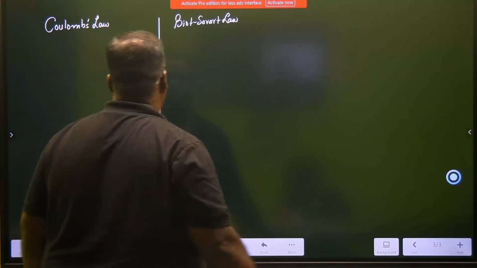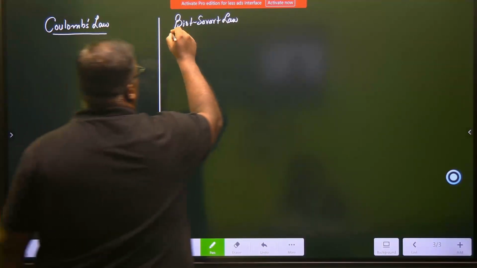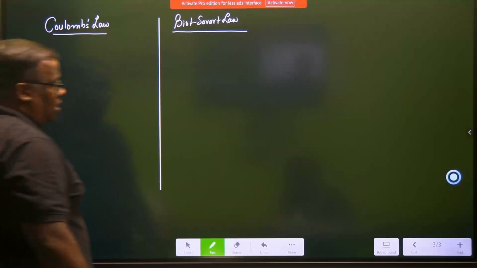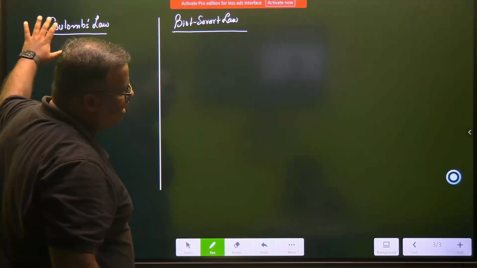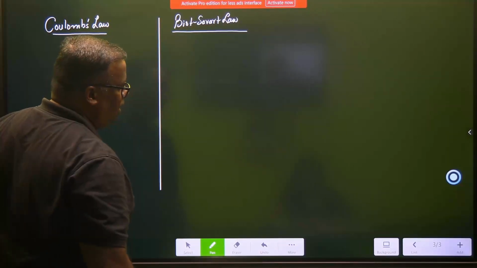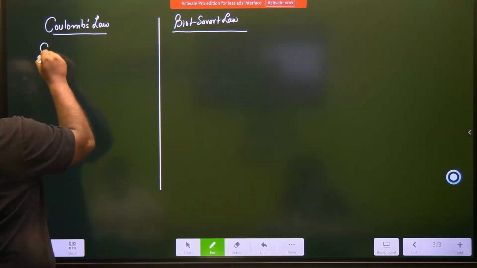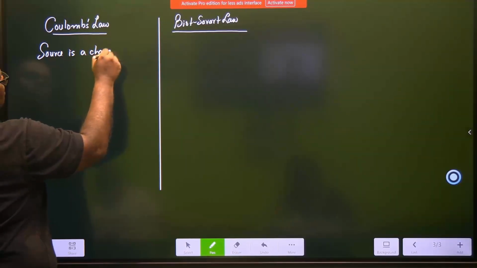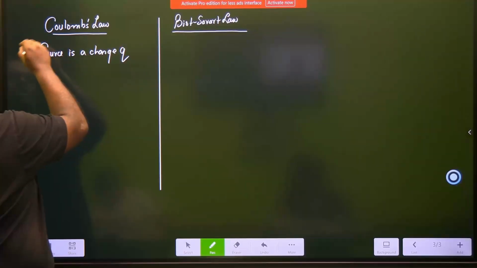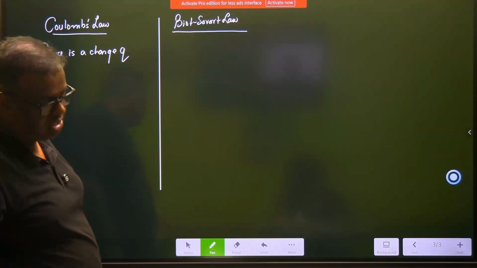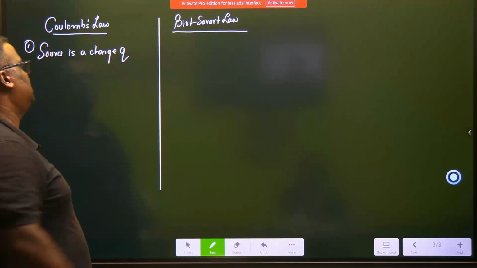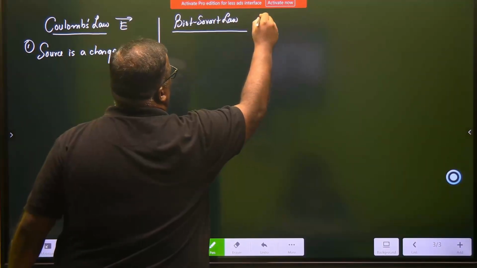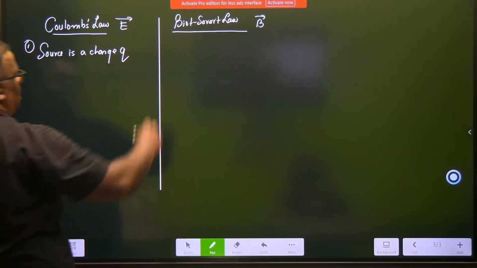Coulomb's law and Biot-Savart law. The first point of difference is that this gives you what is known as an electric field, while this will tell you all about a magnetic field. Here the source is a charge Q in Coulomb's law, so the source of the electric field is this charge. This is going to talk all about E, and this will give you the relation where magnetic field and electric field can be correlated.